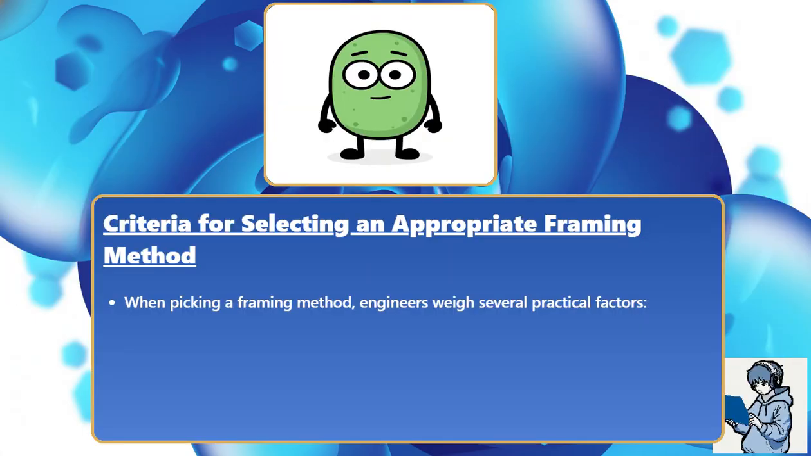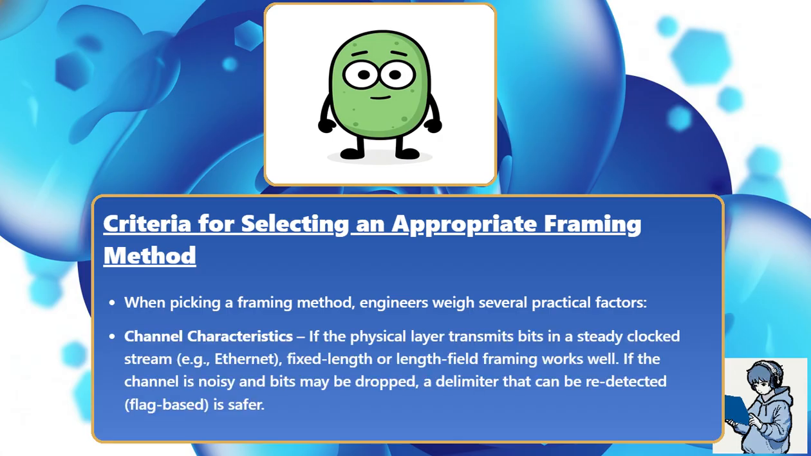When picking a framing method, engineers weigh several practical factors. Channel characteristics: if the physical layer transmits bits in a steady clocked stream, for example Ethernet, fixed length or length field framing works well. If the channel is noisy and bits may be dropped, a delimiter that can be easily detected, flag-based, is safer.